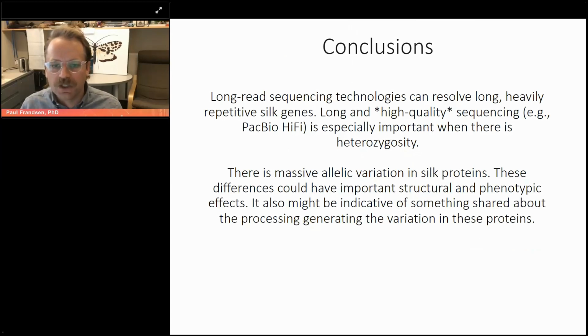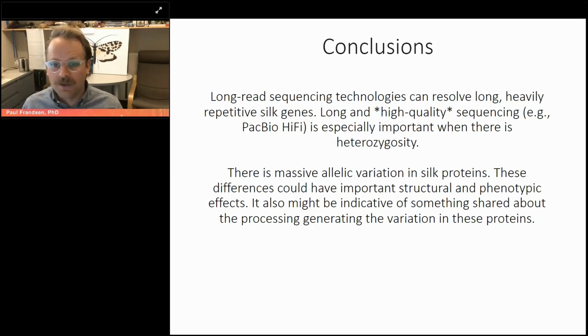And so in conclusion, with long read sequencing technologies, finally, we can resolve these heavily repetitive silk genes. We've been trying to do it for decades, but we're at this exciting time where we can generate high quality assemblies. And long and high quality sequencing, like PacBio HiFi, for example, is especially important when there's substantial heterozygosity. We were unable to resolve these genes with long read sequencing that was noisy. But when you have a really low error rate and long reads, you're able to finally generate these assemblies.